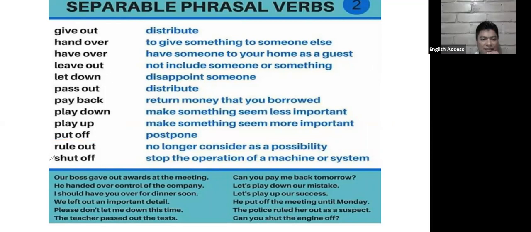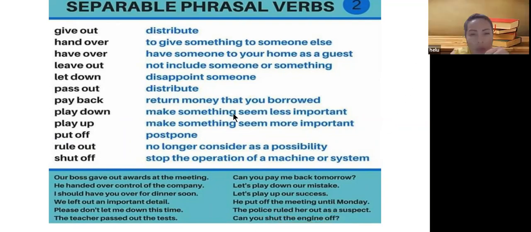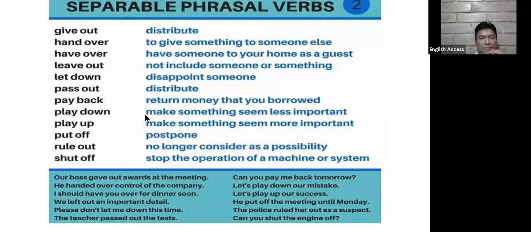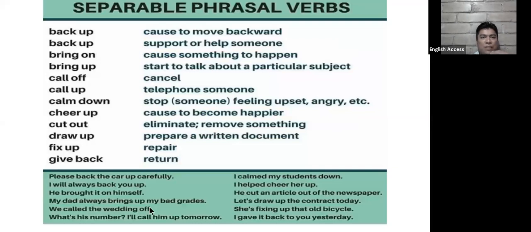And the next one, shut off. Stop the operation of a machine or a system, or close a faucet. Shut the engine off. That means turn off the machine. And we have more separable.